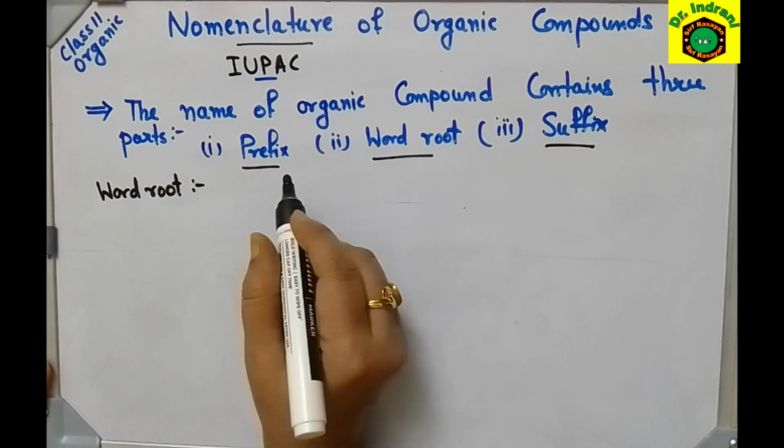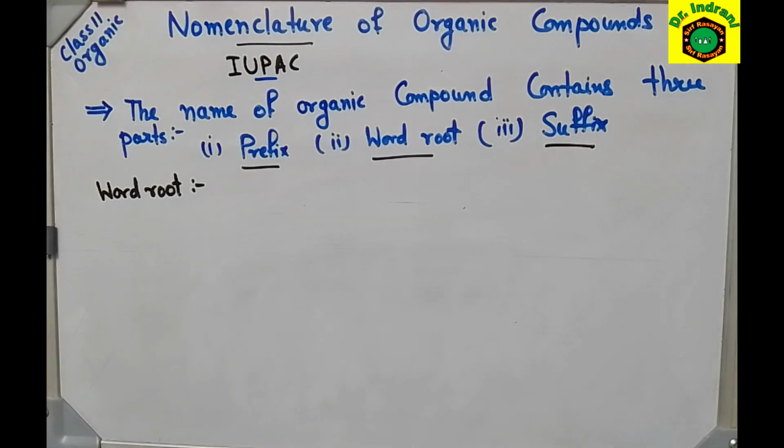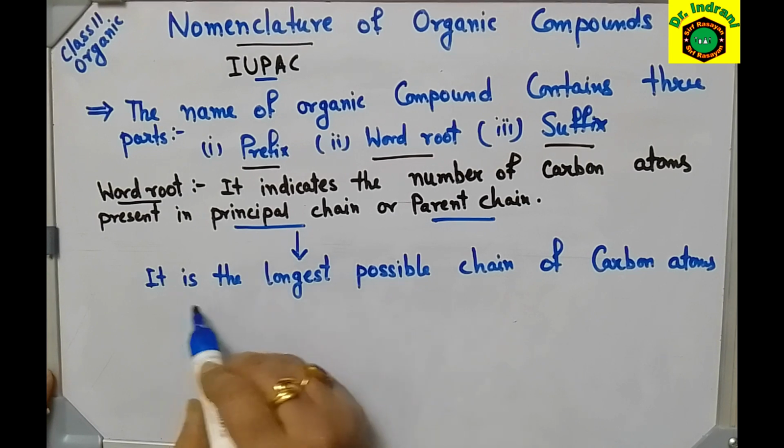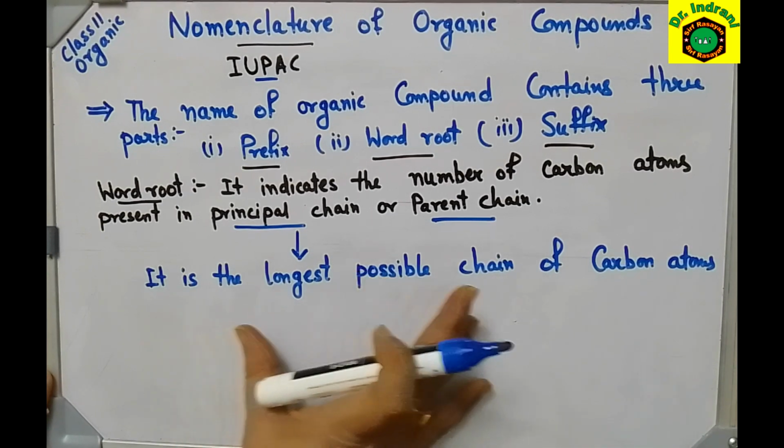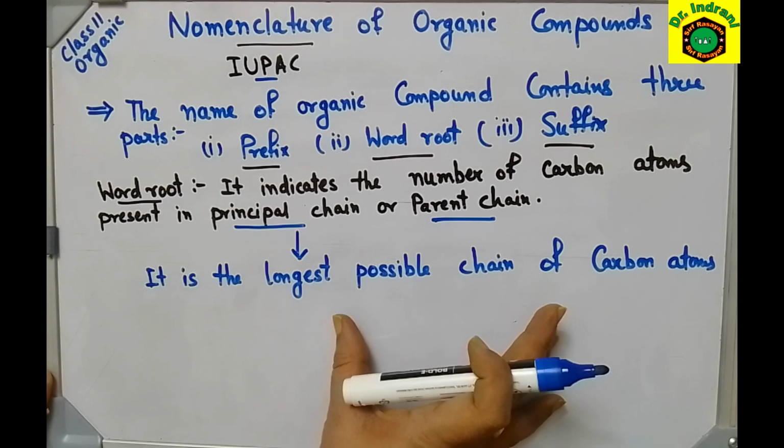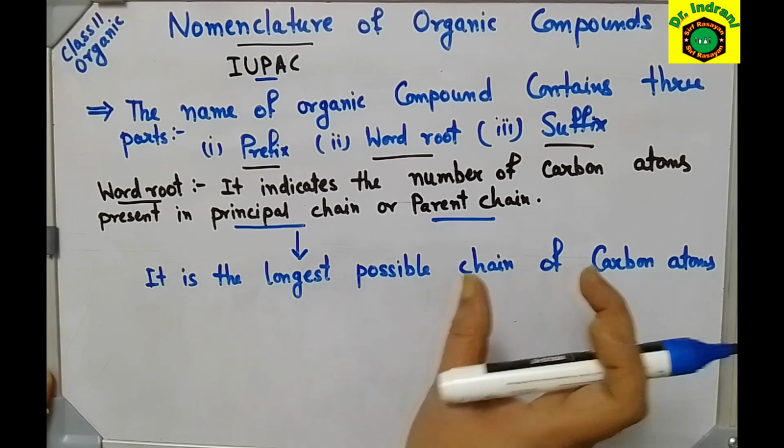What is principal chain? It is the longest possible chain of carbon atoms. It is called principal chain or parent chain.